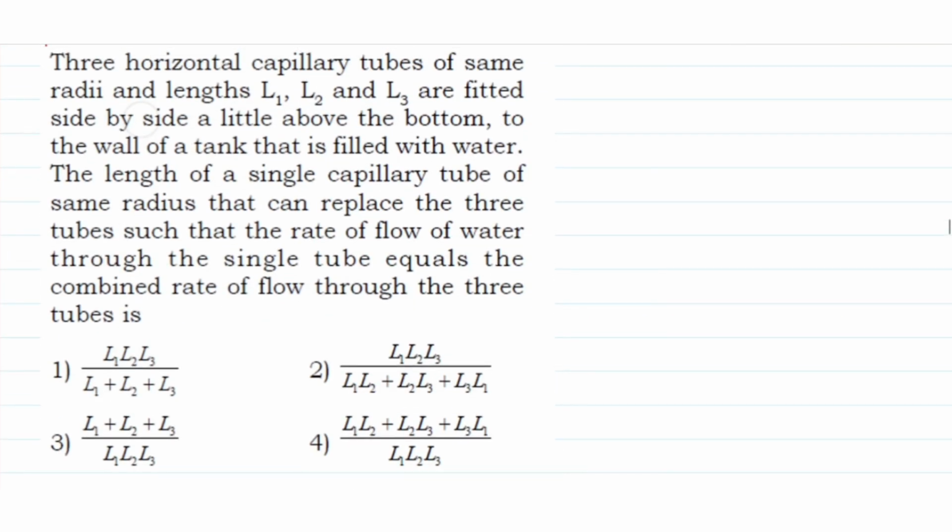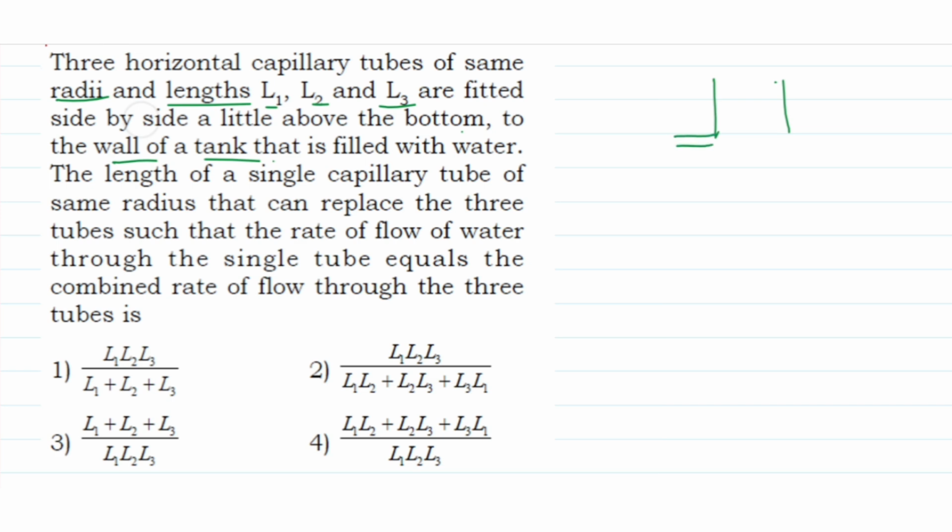Look at the next question. Three horizontal capillary tubes of the same radii and lengths L1, L2, L3 are fitted side by side a little above the bottom to the wall of a tank that is filled with water. So here you take a water tank and fit three capillary tubes of different lengths.